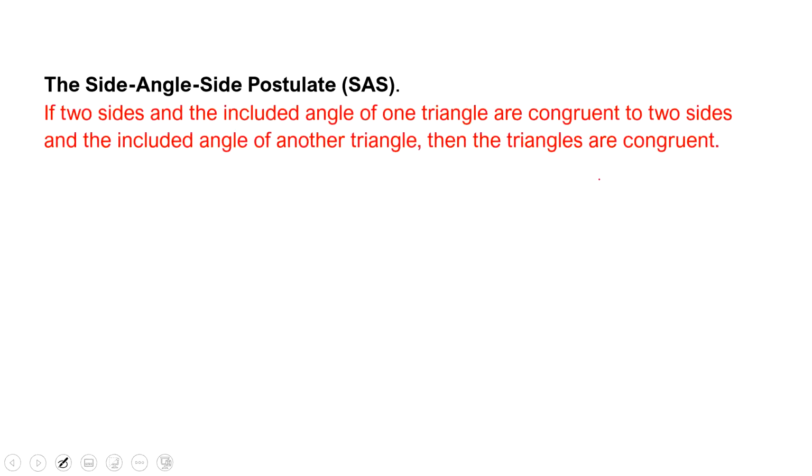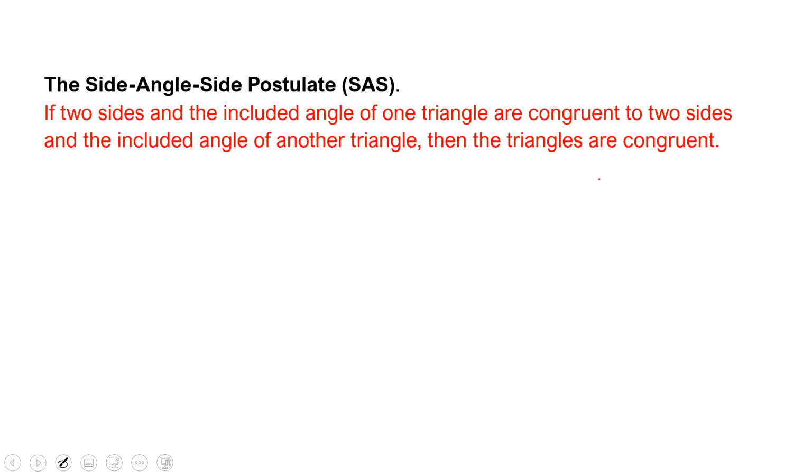It's called the side angle side postulate, where we abbreviate it SAS so we don't have to write it out all the time. When I see SAS on a test, I know right away that it's side angle side, and that will be the proof of why the triangles are congruent. This states that if two sides and the included angle of one triangle are congruent to the two sides and included angle of another triangle, then those two triangles are congruent.